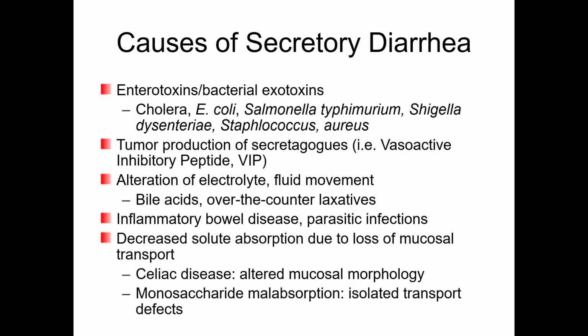Tumor production of secretagogues, i.e. vasoactive inhibitory peptide, alteration of electrolyte and fluid movement, bile acids, over-the-counter laxatives, inflammatory bowel disease, or parasitic infections. Also decreased solute absorption due to the loss of mucosal transport. So celiac disease, altered mucosal morphology, or monosaccharide malabsorption, isolated transport defects.